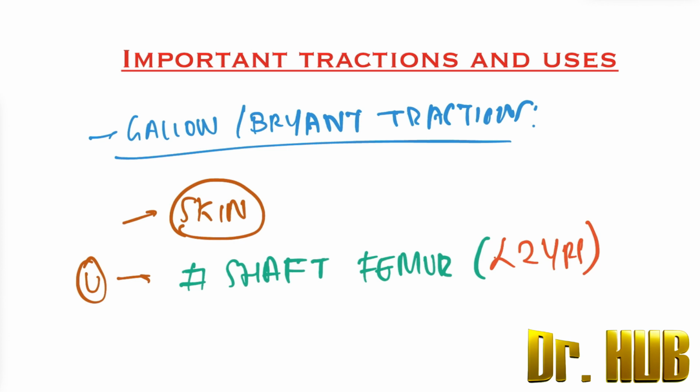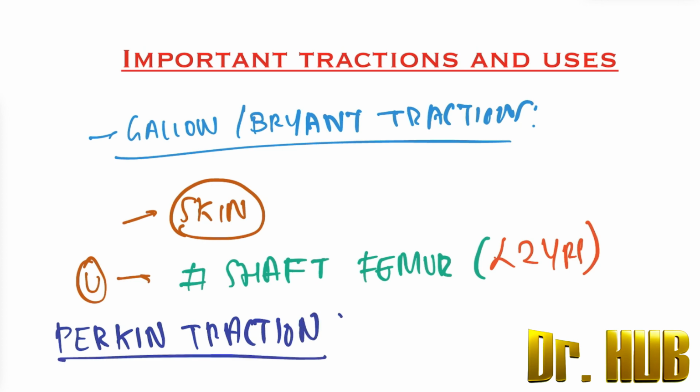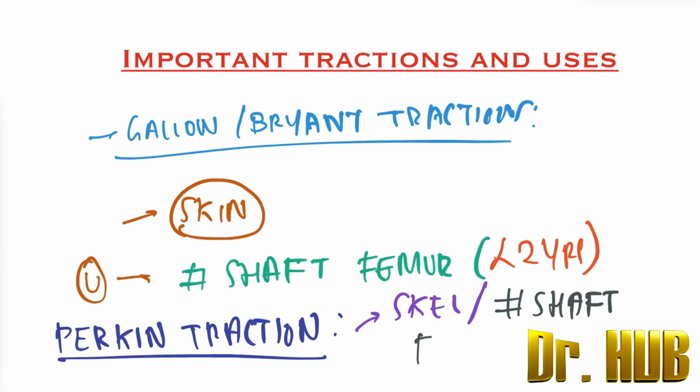Then we move on to the Perkins traction. In the Perkins traction, the type of traction is skeletal, and the use of Perkins traction is fracture of the shaft of the femur, and this is mainly seen in adults.